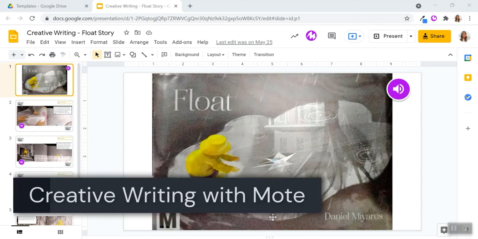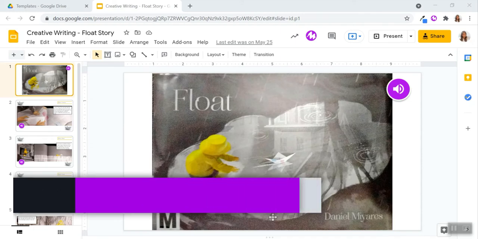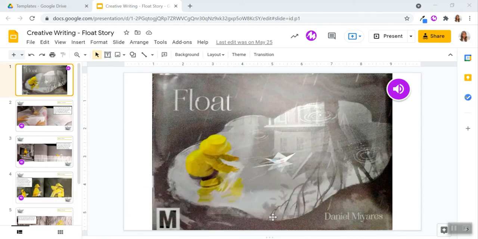Hi everyone, today I'm going to share with you how you can use Mote to enhance the creative writing process in your classroom. So here I have a story called Float. Now, Float is a picture storybook that has no text.